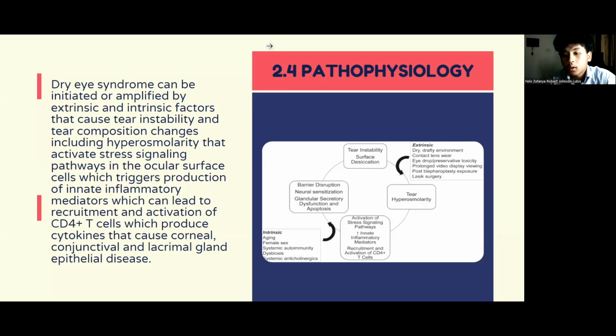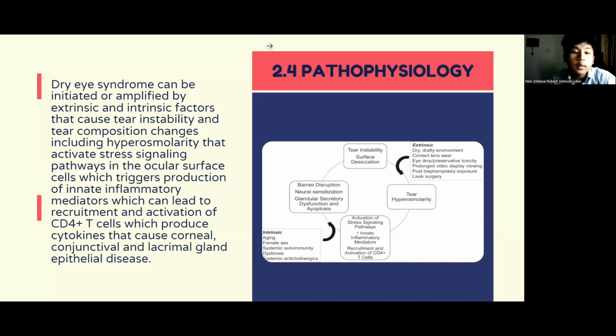Thank you. Greetings to our evaluator and our facilitator. My name is Felix Zefanya Jhonson Lubis with the last 3 digits of my student ID number 113. Now I'm going to explain about the pathophysiology of dry eye syndrome.